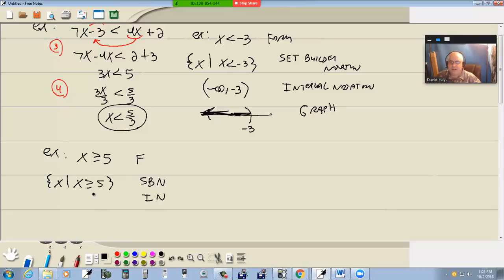Now our interval notation. It's a greater than, which means it's going to positive infinity. Now infinities always have parentheses on them. Specifically, it's a greater than or equal to. There's a line underneath. If there's a line underneath, that means you put a bracket.